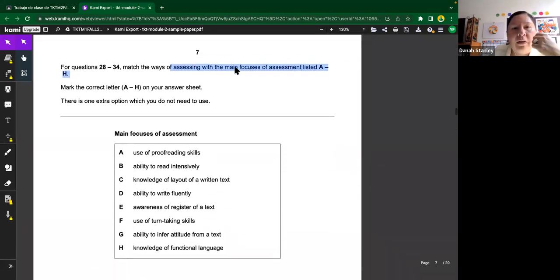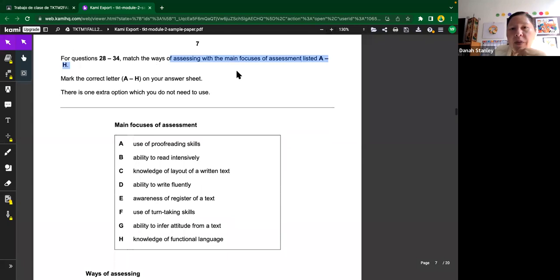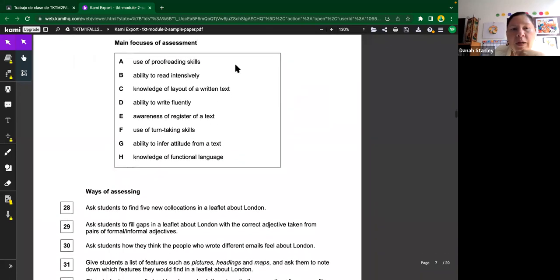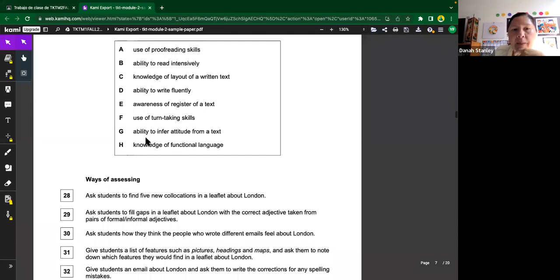Okay, 7 and 8. Dice, match the ways of assessing with the main focuses of assessment listed A to H, okay? We need to choose the correct letter. We have use of proofreading skills, ability to read intensively, knowledge of layout of a written text, ability to write fluently, awareness of register of a text, use of turn-taking skills, ability to infer attitude from the text, knowledge of functional language, okay?